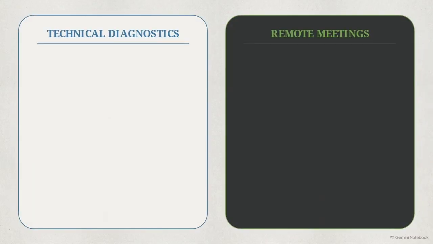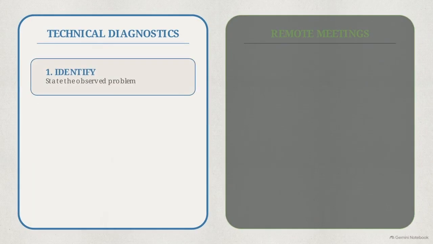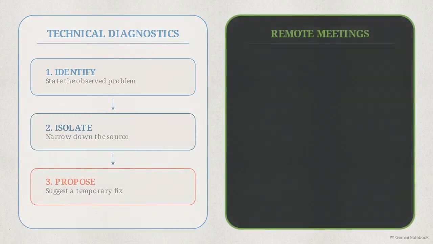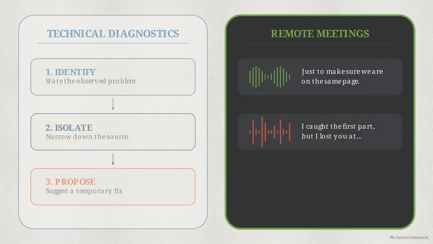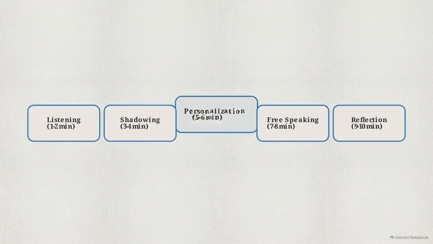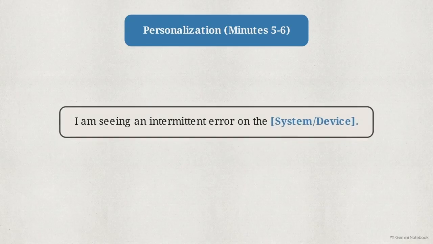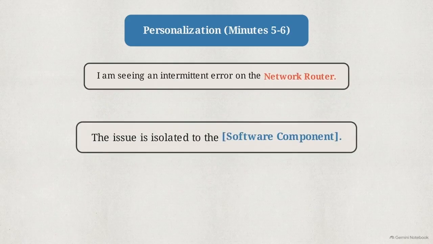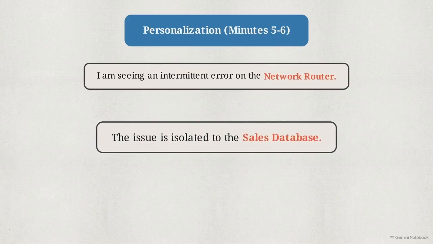This split screen chart shows your entire toolkit. On the left, the identify, isolate, and propose steps for technical diagnostics. On the right, your 3 clarification phrases for navigating bad audio. Take these exact phrases and insert them into the personalization step of your daily 10-minute microlearning routine. Rewrite the templates to describe the specific hardware you troubleshoot and the exact software you use at work.